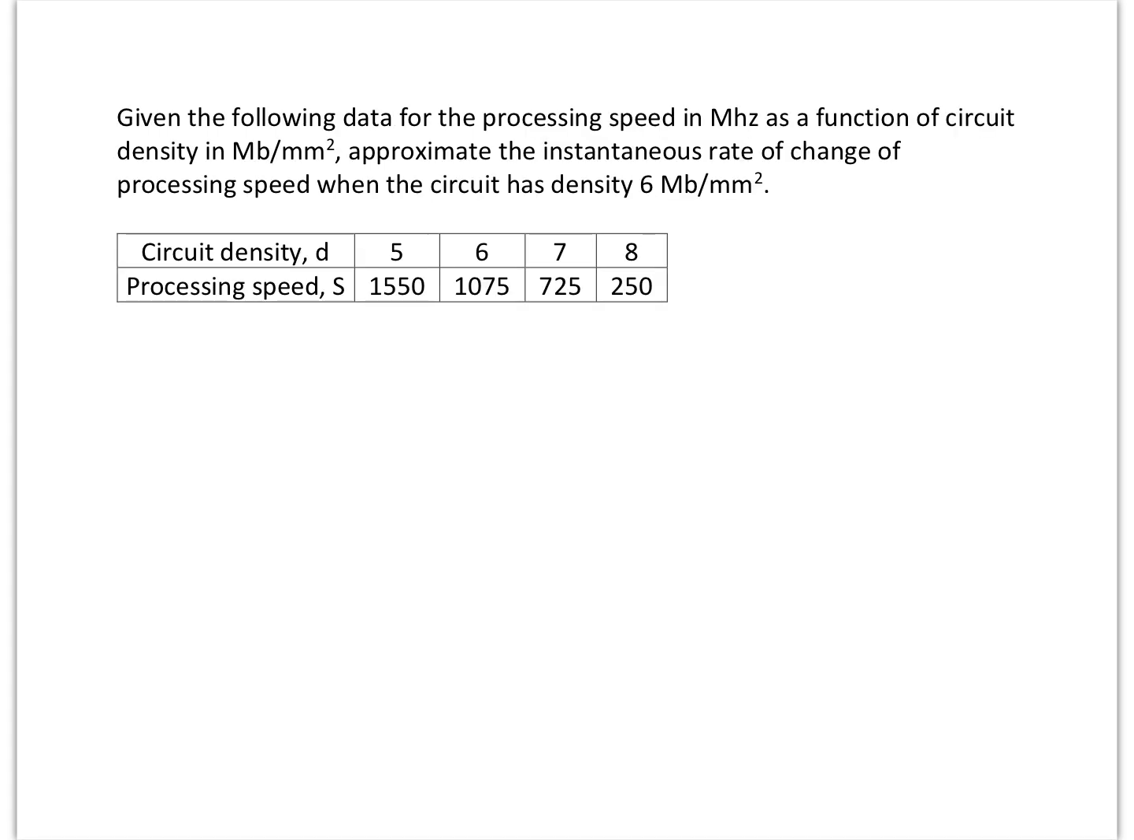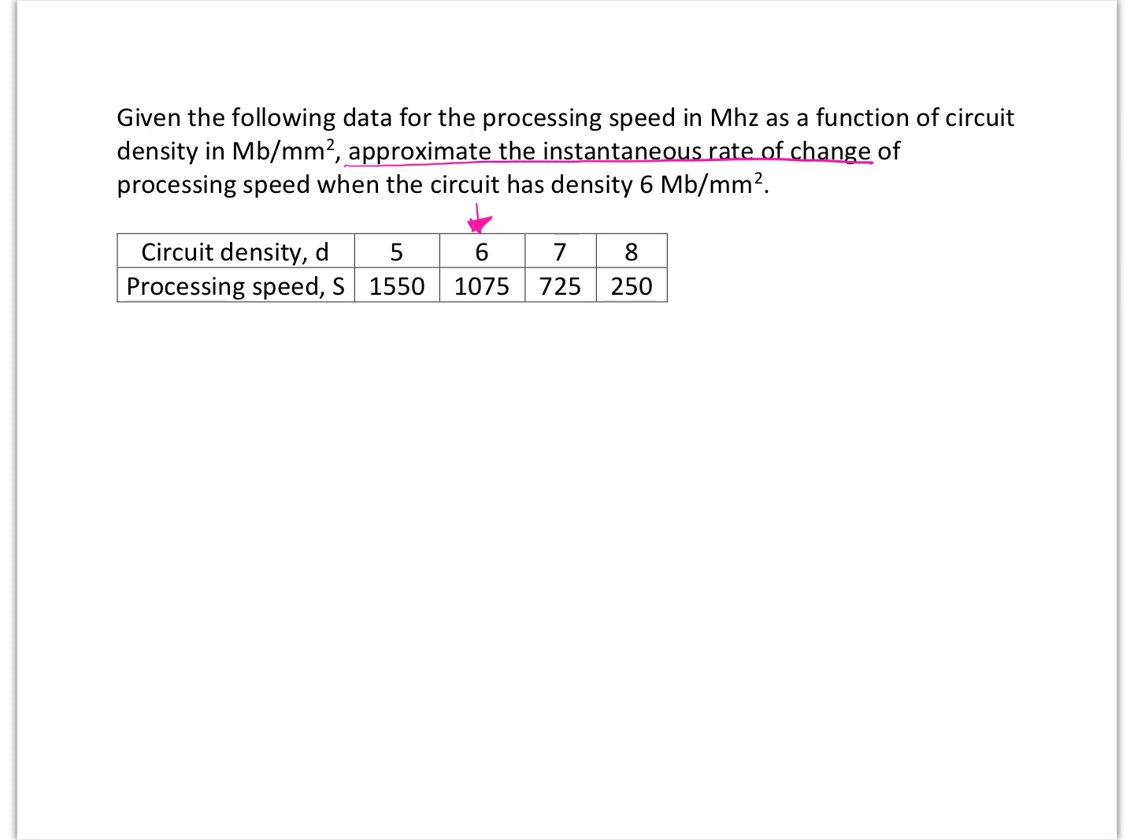Given the following data for the processing speed in megahertz as a function of circuit density in, I don't know what those units are, megabytes per millimeter squared, approximate the instantaneous rate of change of processing speed when the circuit has density 6 MB per mm squared. Okay, so we want to approximate instantaneous rate of change. So let's just underline what they want us to do here. Okay, so instantaneous rate of change at 6. Okay, so I would like to know how fast this function is changing when little d equals 6.